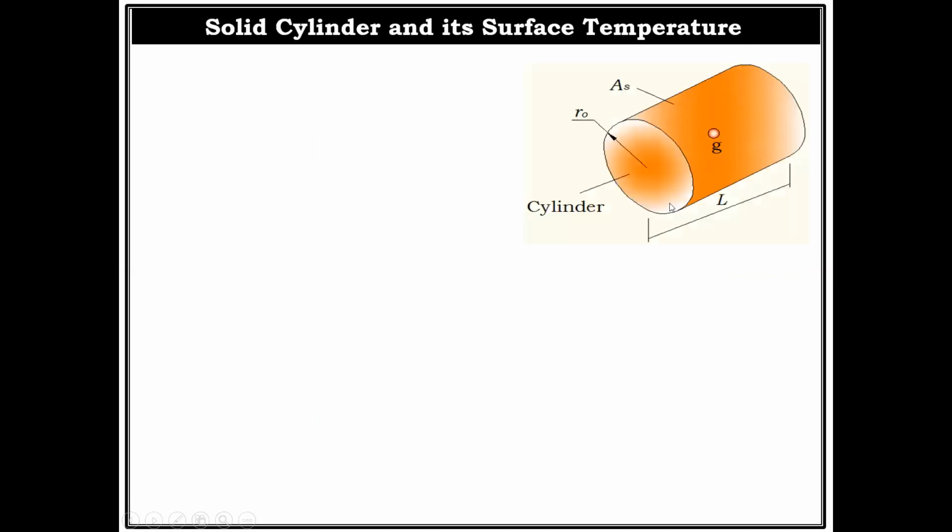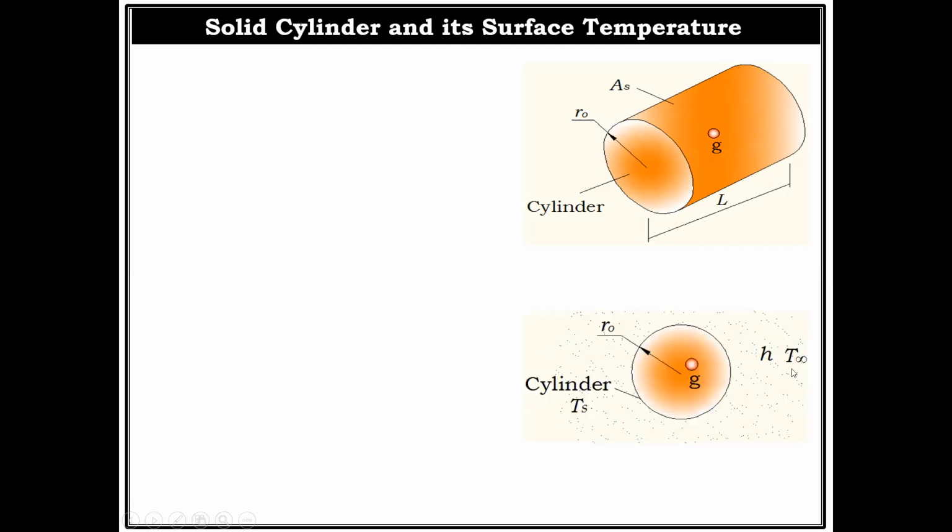Now we will talk about a cylinder, solid cylinder. So consider one solid cylinder having outer radius RO, and there is one heat generation source G within this solid cylinder, and the length of the cylinder is L. So it can be an electrical cable. So when current is passed, heat will be generated within that solid cylinder.